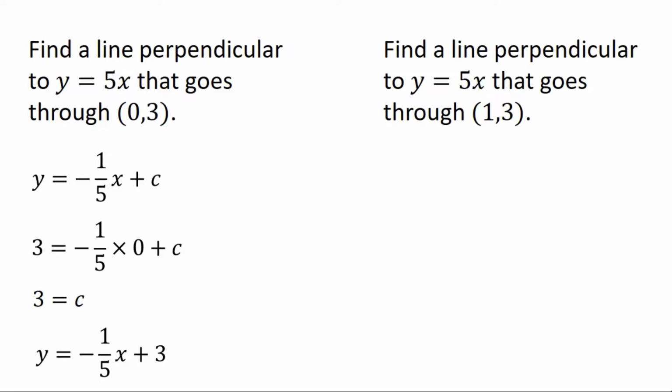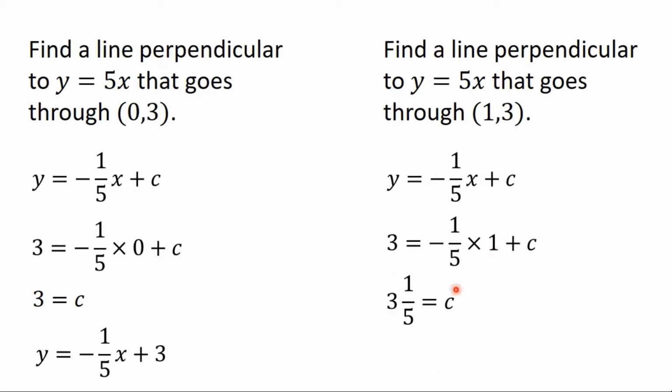Okay, next one, find a line perpendicular to y equals 5x that goes through the coordinate 1, 3. Well, I know that it's going to have to be perpendicular to y equals 5x. So I know that my gradient is going to have to be the negative reciprocal of 5, which is negative a fifth. So y is going to be negative a fifth x plus c. I can then substitute in this coordinate, x equals 1, y equals 3. Then rearrange to get c on its own. To do that, a fifth times 1 is just a fifth, so I have to add a fifth to both sides. I get c is 3 and a fifth. Of course, I could write that as an improper fraction, but I'm going to choose not to. I'm just going to leave it as 3 and a fifth, which means that y is negative a fifth x plus 3 and 1/5.